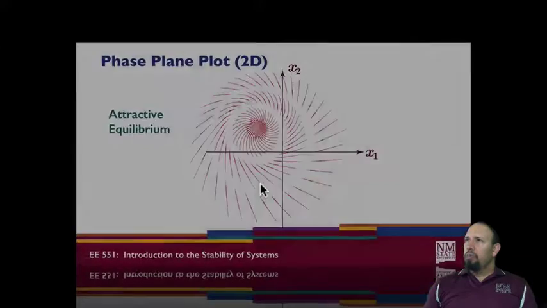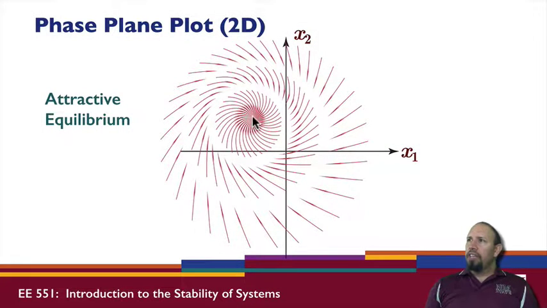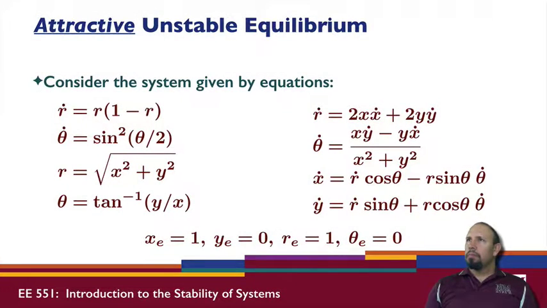In terms of stability, we can have what's called an attractive equilibrium that's not at the origin. Here's the vector field, and I can see that it's an attractive vector field. I can also have an attractive unstable equilibrium. When you have nonlinear systems, you can get all kinds of weird things happening. Here this system describes what I'm talking about. This is one way of putting it. This is in polar coordinates. This is in rectangular coordinates.